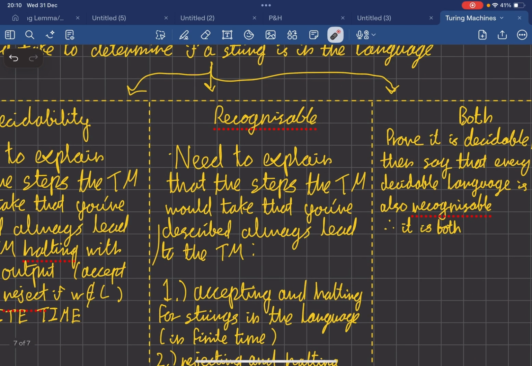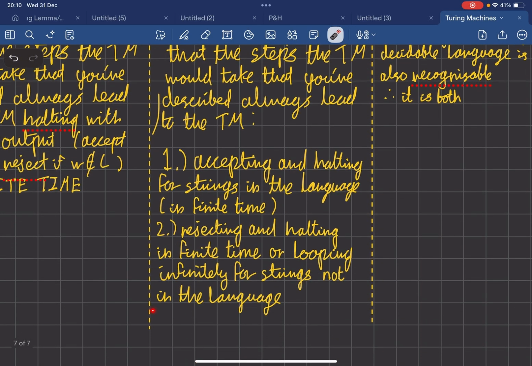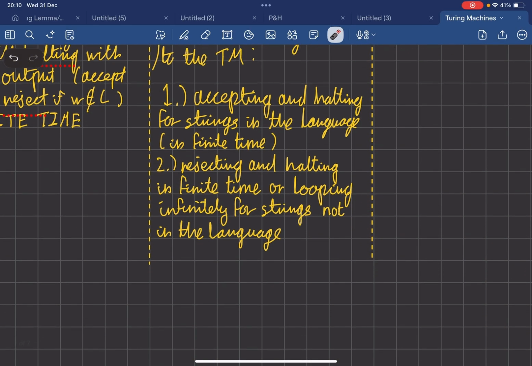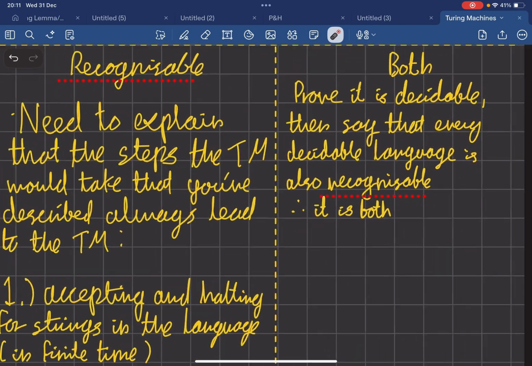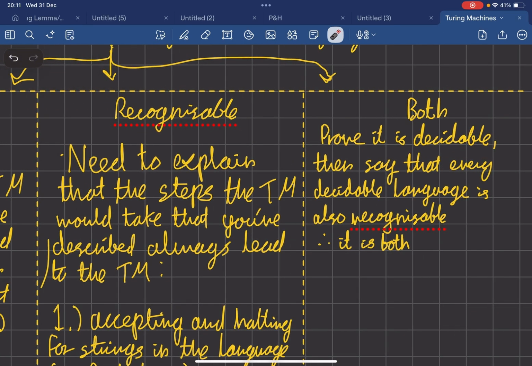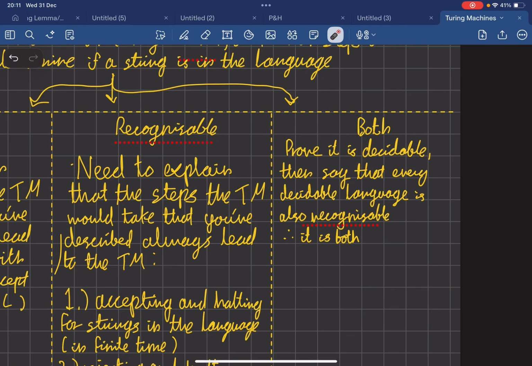So for recognizability, it's really similar. We need to explain that the steps the Turing machine takes will always lead to it satisfying the definition of recognizability. So if the string is in the language, we want the Turing machine to accept and halt. So we have to explain why that will be the case. And if the string is not in the language, we have to explain that the Turing machine might loop forever and never halt. And if we're trying to prove that it's both, as I said before, if a language is decidable, it's also recognizable. So to prove that it's both, you just prove it's decidable, and then at the very end, you mention the fact that because it's decidable, it's also recognizable, therefore it's both.